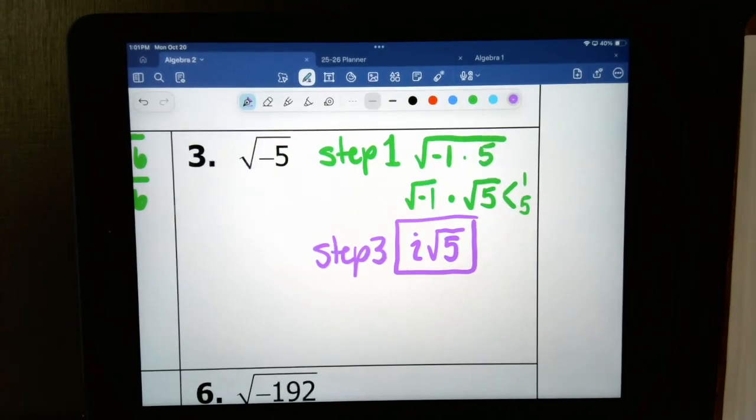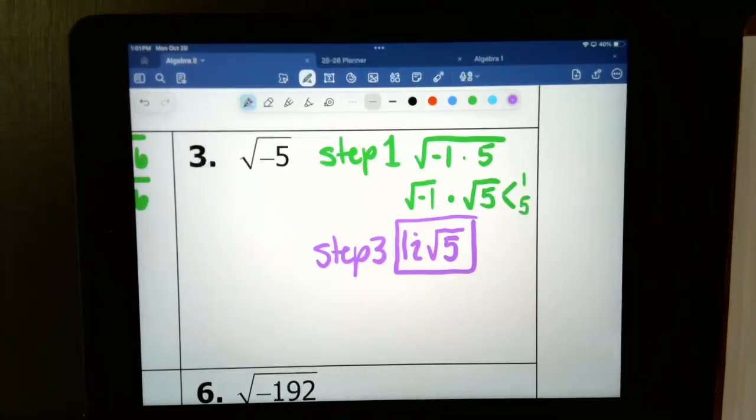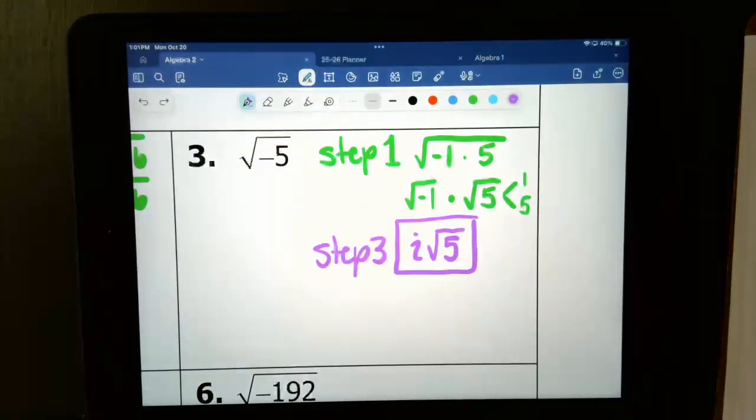So factors are numbers that multiply to get the product. Wait, that says 1 is a perfect square up there. 1 is a perfect square. But then we would just have a 1 in front of it, and that's understood, because it could just be I. So it's just I, square root of 5.